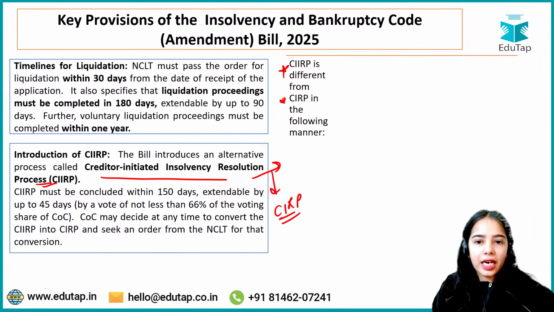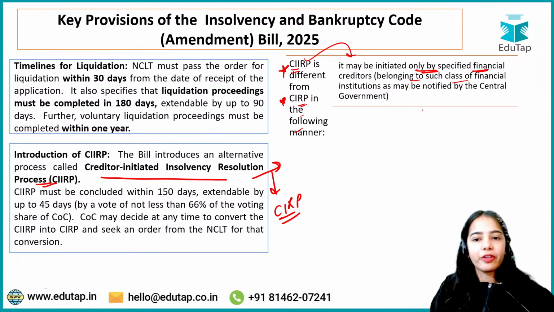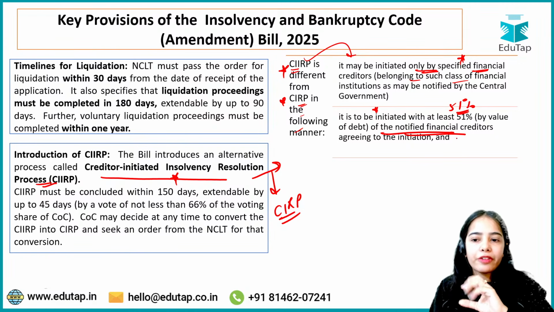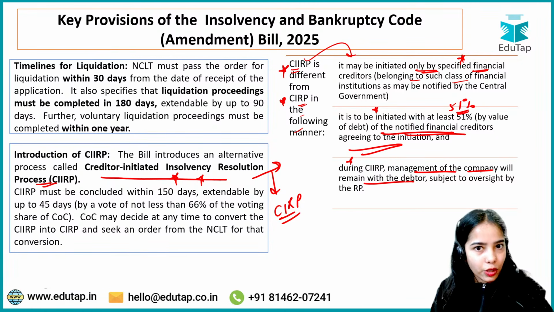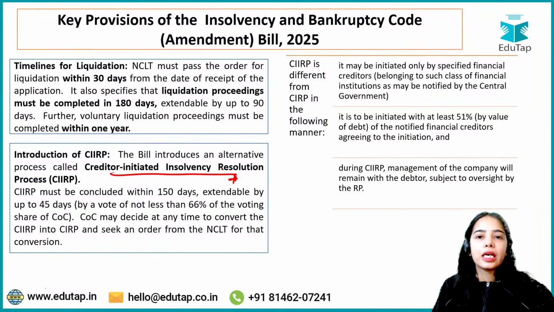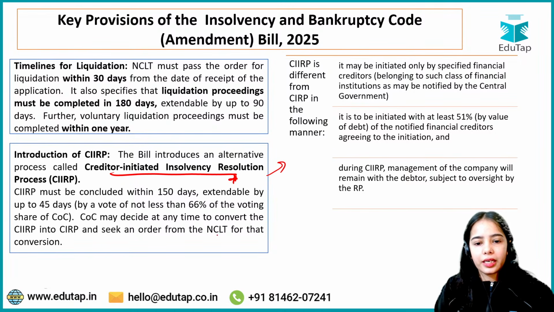Now, the creditor-initiated insolvency resolution process is different from the corporate insolvency resolution process in the following manner. First of all, it may be initiated only by specified financial creditors that belong to such class of financial institutions as may be notified by the central government. It is to be initiated with at least 51% of the notified financial creditors agreeing, and during this process, management of the company will remain with the debtor, subject to oversight by the resolution professional. This is usually considered a faster process, because it is creditor initiated and does not come directly under the complete domain of the NCLT. Okay, that is the idea.